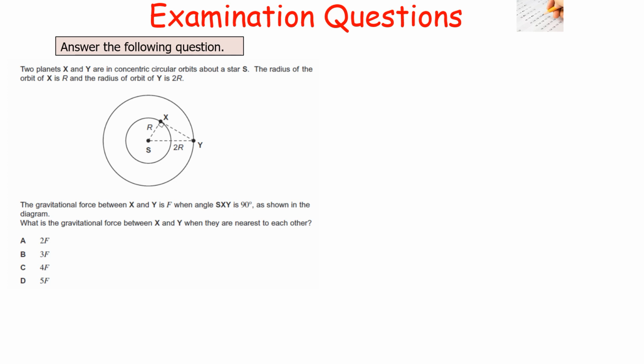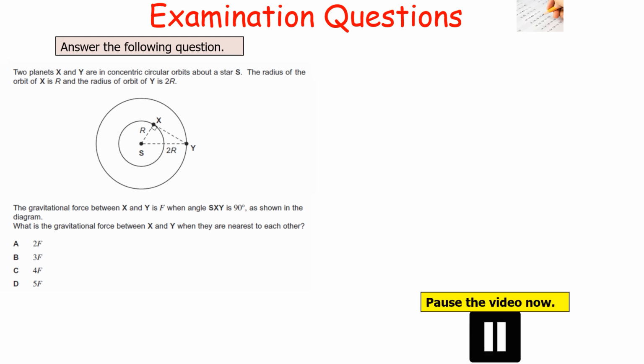The next question says, two planets X and Y are in concentric circular orbits about a star S. The radius of the orbit of X is r and the radius of the orbit of Y is 2r. The gravitational force between X and Y is F when the angle SXY is 90 degrees as shown in the diagram. What is the gravitational force between X and Y when they are nearest each other? So pause the video now, then unpause the video when you want to go through your answer.